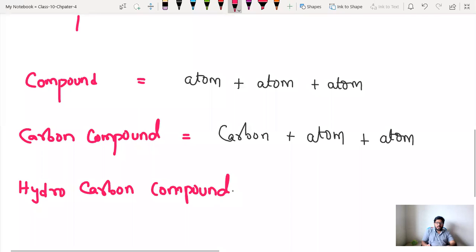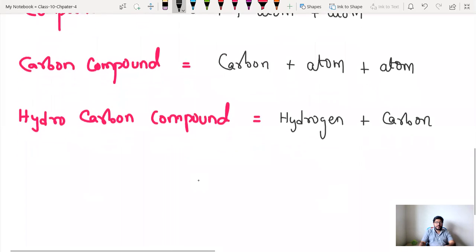What is meant by hydrocarbon compound? It is quite simple to understand. Two or more atoms should combine, right, to form a compound. If one is hydrogen and another one is carbon, then it is known as a hydrocarbon compound. There should be only hydrogens and carbons, not any other element. So is that possible? Yes, it is possible.